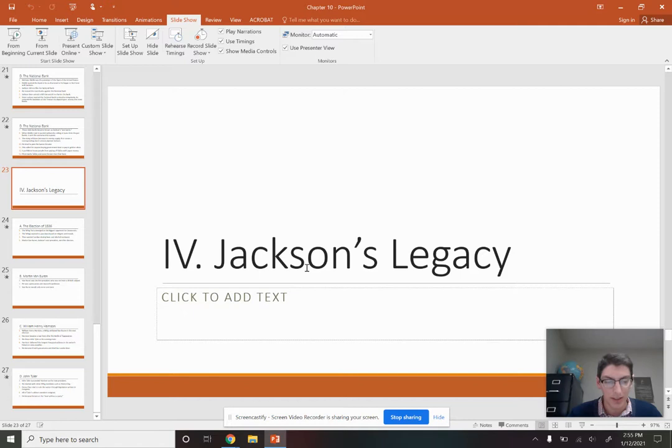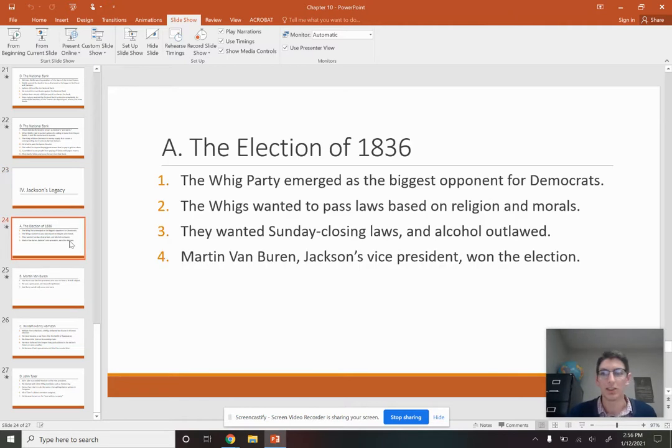So today, January 13th, we're going to go over pages 201 through 204. That starts with Roman numeral 4 here, Jackson's legacy. After he served his two terms, 1828 is when he first got elected. Then you had the election of 1832. He was elected again. And after he finished serving his two terms, there was the election of 1836.